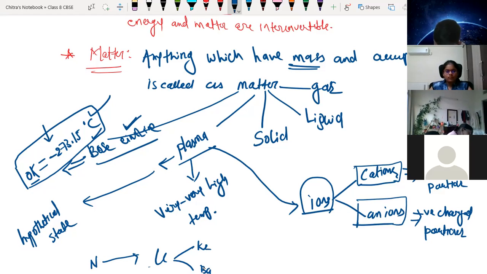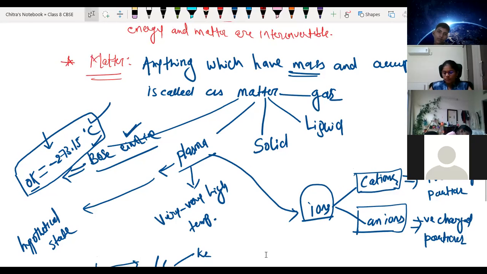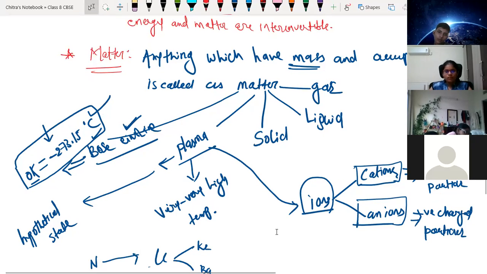Sir, is there an effect of time on both Bose-Einstein and plasma? No, not on Bose-Einstein. Bose-Einstein will remain as it is. So this is all about the states of matter. Again, I want you to take a screenshot. Now we are going to move further. Done?